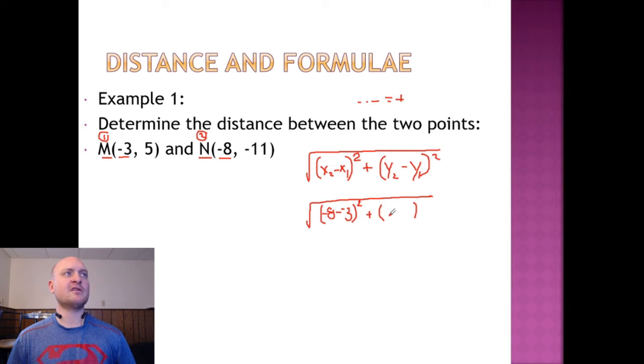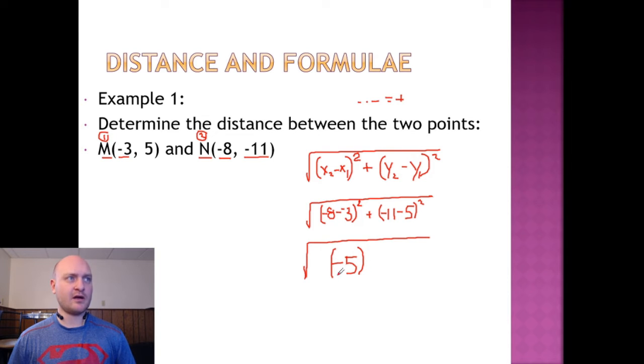Now my y2. Where's my y2? It's here at -11. Take away my y1 value. I still have the subtraction, minus y1, which is 5 here. Then I square whatever is left of that, and I leave the square root so I can figure out what these values are. -8, take away -3, I'm going to be left with -5 here. I'm going to keep the parentheses on this because I'm about to square it.